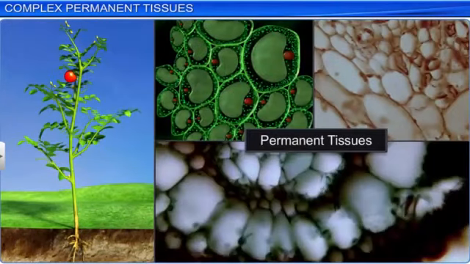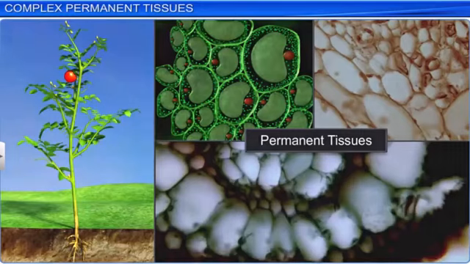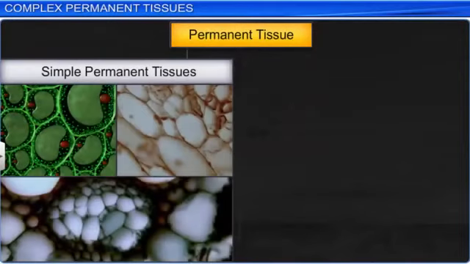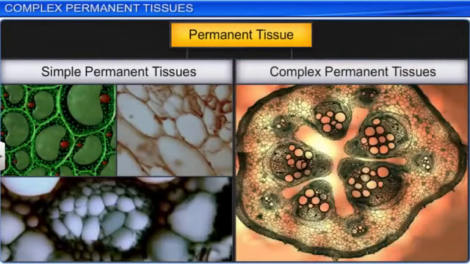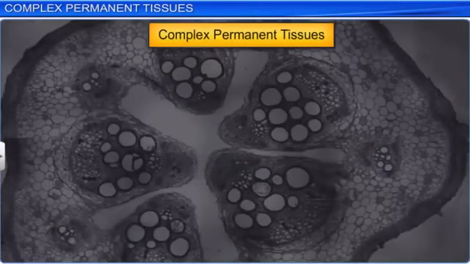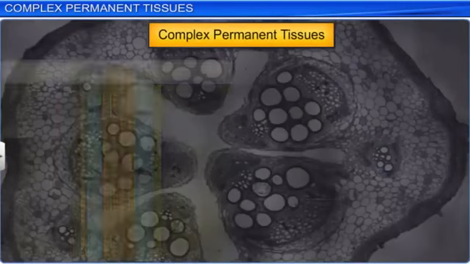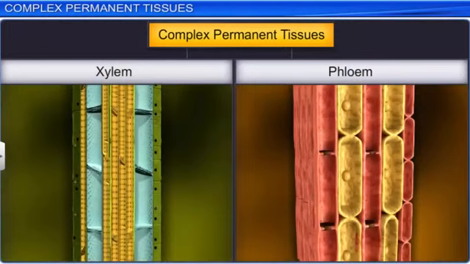Permanent plant tissue is a group of cells which are complete in growth and usually incapable of meristematic activity. Permanent plant tissue is of two types: simple permanent tissues and complex permanent tissues. Complex permanent tissues are a group of more than one type of cells that have a common origin and work together as a unit. There are two types of complex permanent tissues in plants: xylem and phloem.